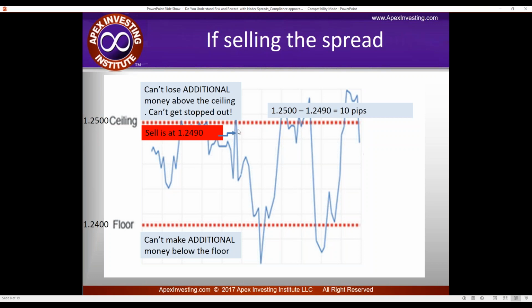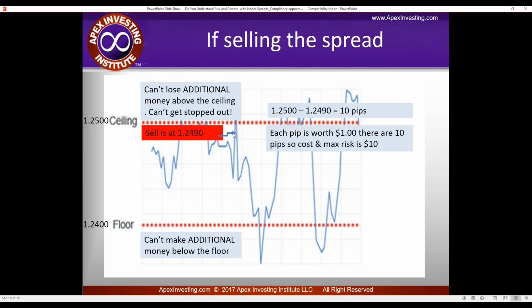So my maximum risk here is 10 pips because I sold here wanting it to go down. But if I'm wrong and it goes up 100 pips, well, my only risk is from where I sold at 24.90 to the ceiling here. So my risk is only 10 pips, each pip being worth $1. Okay, so my maximum risk is $10.